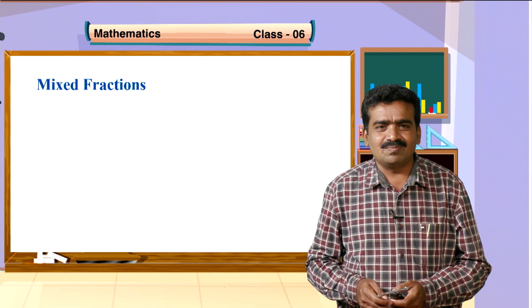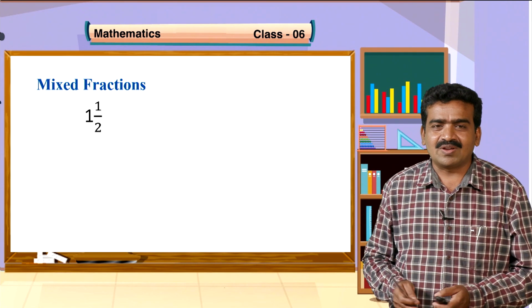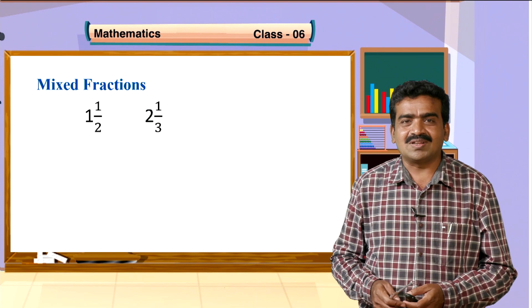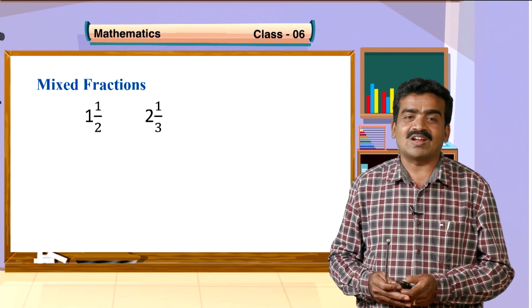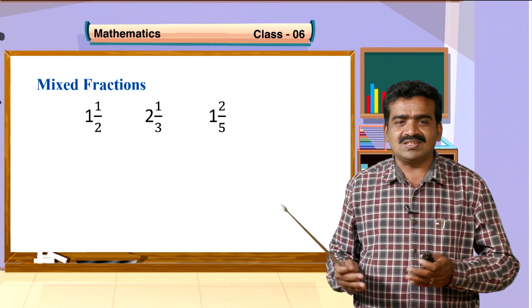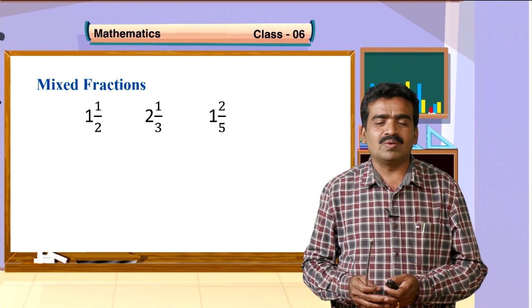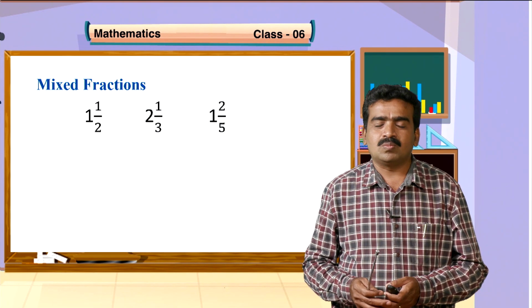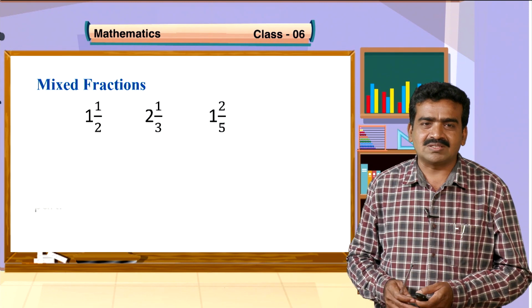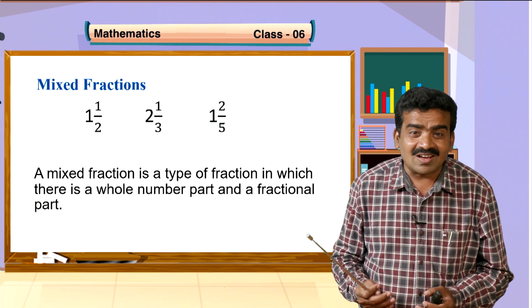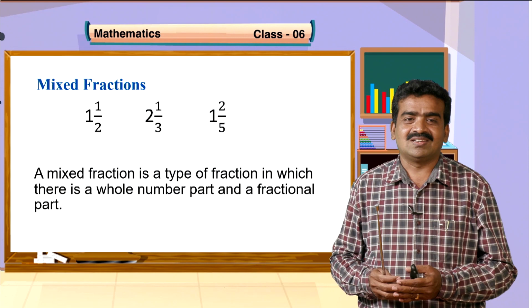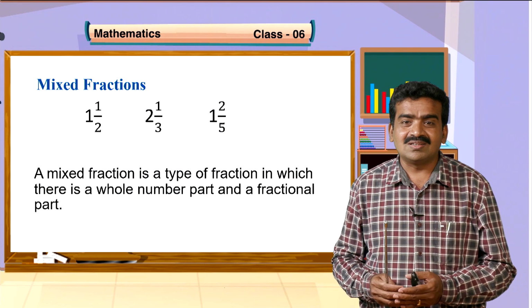In case of a mixed fraction, what are we going to notice? We are going to notice a whole number part and a fractional part. So, these three, 1 1 by 2, 2 1 by 3 and 1 2 by 5, are examples of mixed fractions. A mixed fraction is a type of fraction in which there is a whole number part and a fractional part.